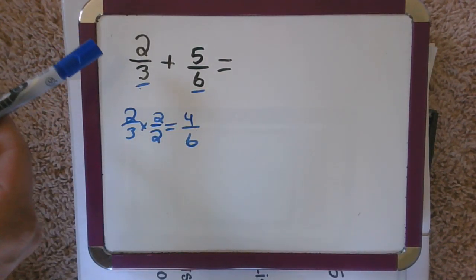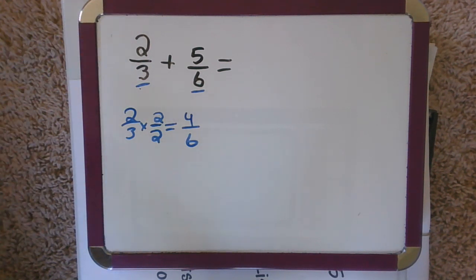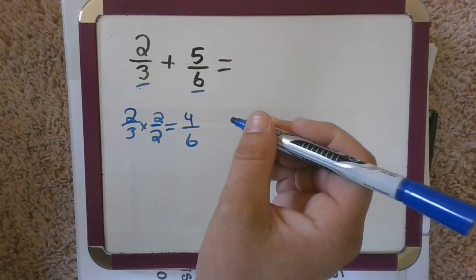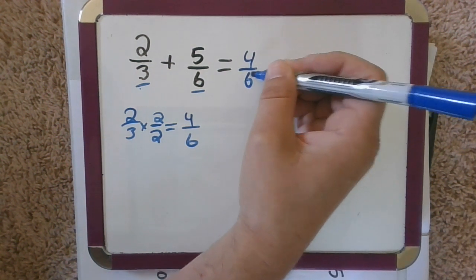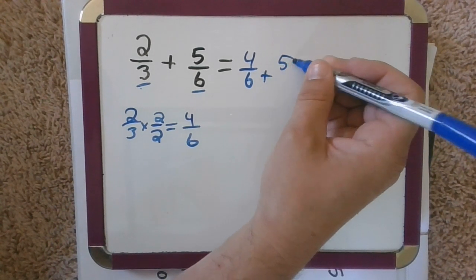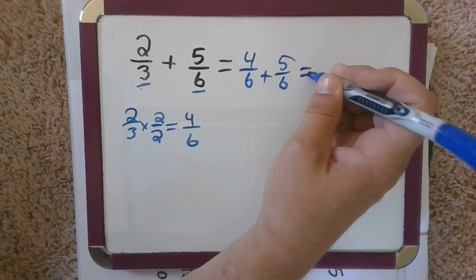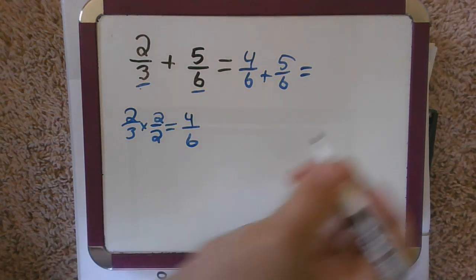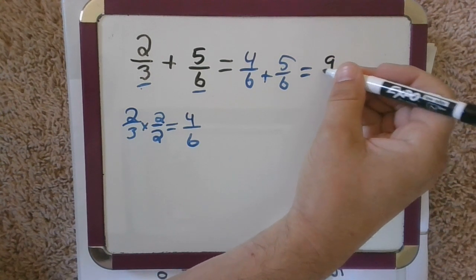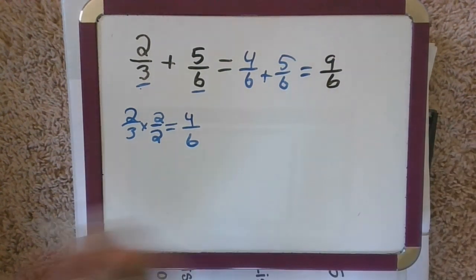Now, some of you I've noticed in the past, you scratch things off and write over them, and to me, that's a horrible mess. So me personally, I would just rewrite it. This is equal to 4/6 plus 5/6. And now we're looking to see what that is equal to. Now that they both have the same denominator, I can just add the numerators. 4/6 plus 5/6 is going to be 9/6. That could be my end answer.